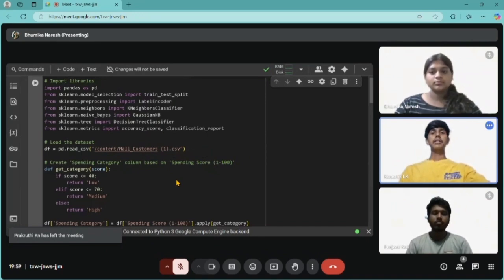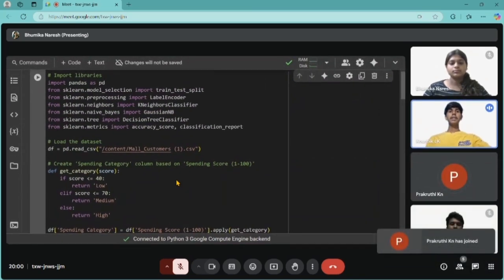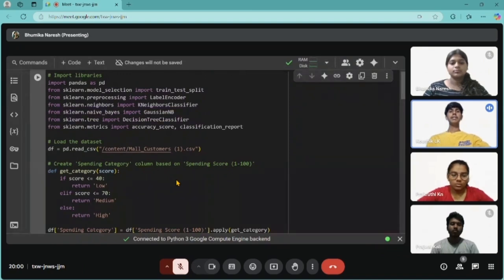Now, data pre-processing, preparing the data for the models. We dropped customer ID, not helpful for learning patterns. We encoded gender, as machine learning models need numbers, not strings. Feature scaling: age, income, and score are scaled using StandardScaler to bring them to the same range. This avoids bias from larger numbers like income. Train-test split: the dataset is divided, 80% for training the model and 20% for testing its performance. Now, my friend Bhumika will explain about this.